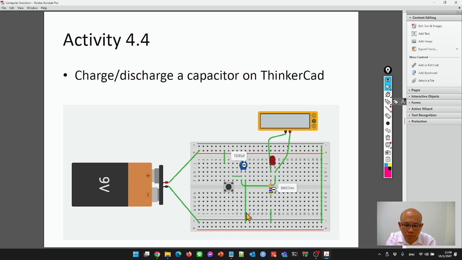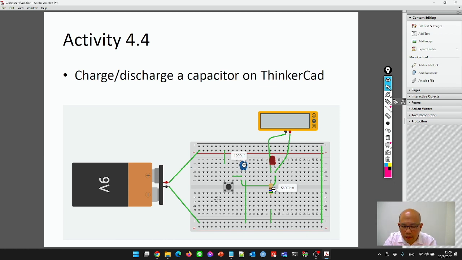After you build and complete this circuit, you press this button, and don't forget to select the big capacitor. Here set the capacitor value to 1000 microfarad. When I press this button, the voltage is passed through the button and charges the capacitor.